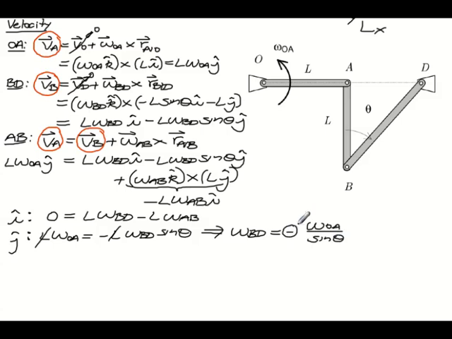The negative sign just means that my original guess up here when I wrote down this equation, I guessed plus, I was wrong, it's a minus, so it's in the clockwise sense. So then this first equation gives us that omega AB is equal to omega BD. So we now know that and that. So we're halfway done.